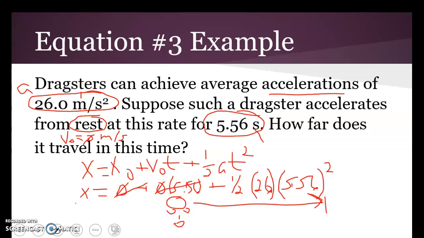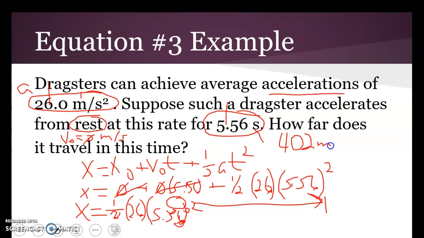So essentially, my x is going to be equal to just 1/2 times 26 times 5.56 all squared. So I punch all this in my calculator, and I get 401.87. Looks like 3 sig figs here, 3 sig figs here, so I'm just going to say 402 meters. And again, I know it's meters because I already made sure that I kept everything in meters and seconds. Keep doing that and your units will become easy.